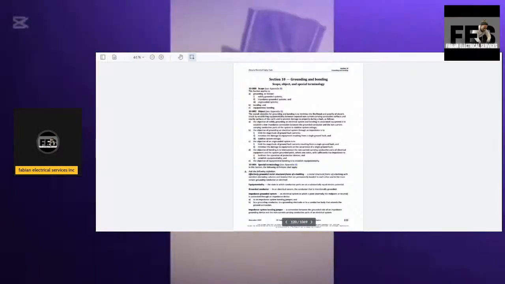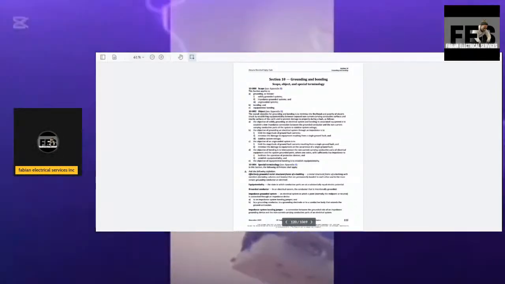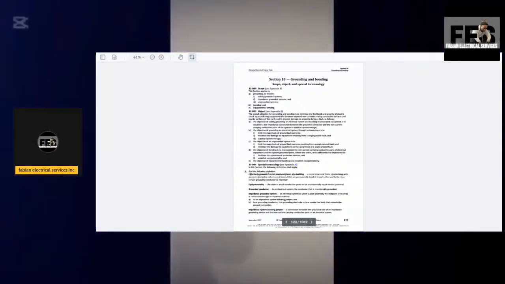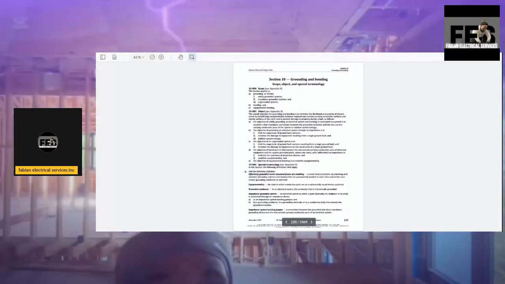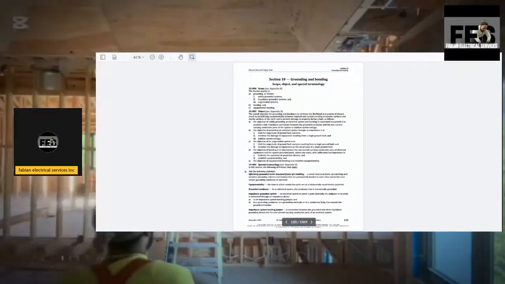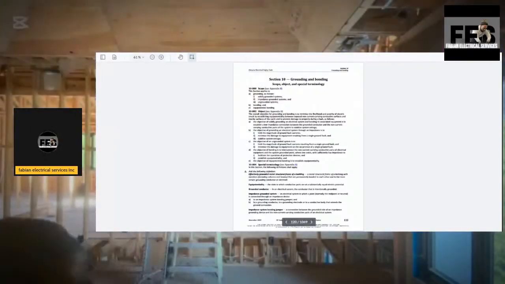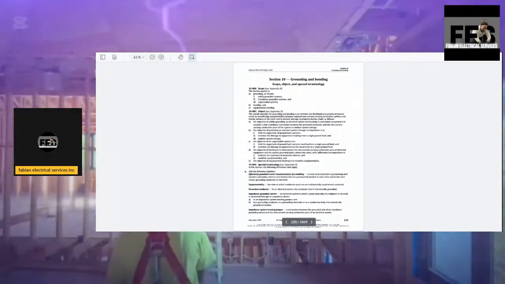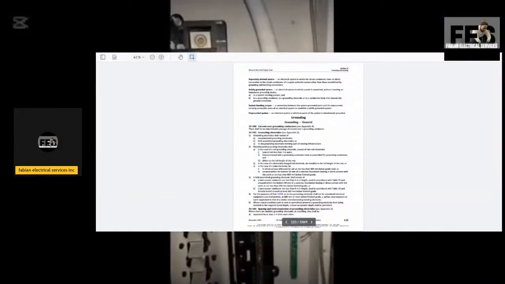Establish equal potentiality, and the objective of equal potential bonding is to establish equal potentiality. It tells you to go into Appendix B. So I'm going to, and here's another rule here.